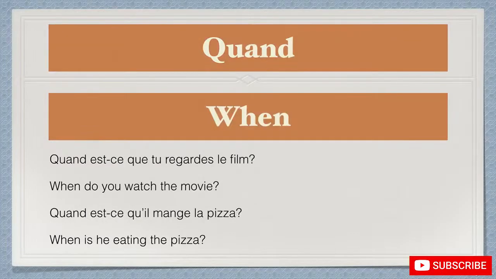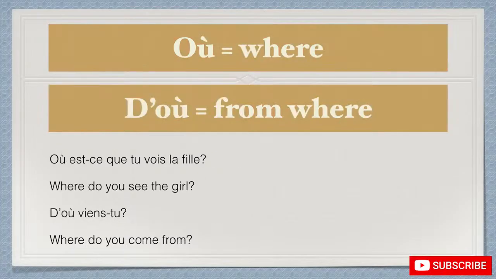Quand est-ce que tu regardes le film? When do you watch the movie? Quand est-ce qu'il mange la pizza? When is he eating the pizza? Où, and then sort of the same thing as we had with qui. We can say d'où, which is from where.